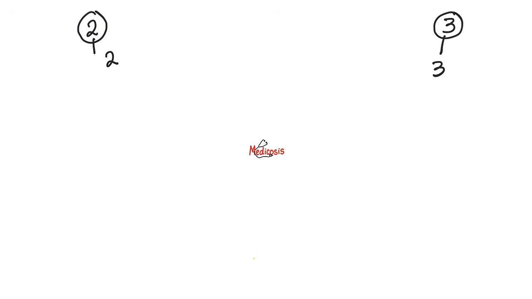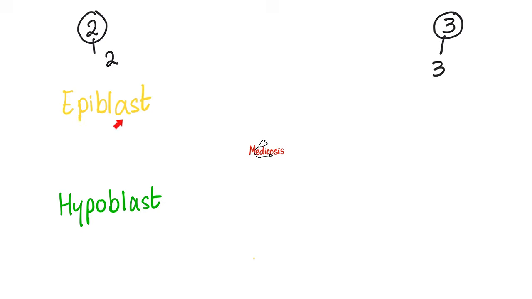What are the 2 layers of the bilaminar embryonic disc? One of them is called the epiblast, and the other one is called the hypoblast. So epiblast and hypoblast are the 2 layers of the bilaminar embryo. Epiblast is ectodermal. Hypoblast is endodermal. Where is the mesoderm then? The mesoderm has not appeared yet.